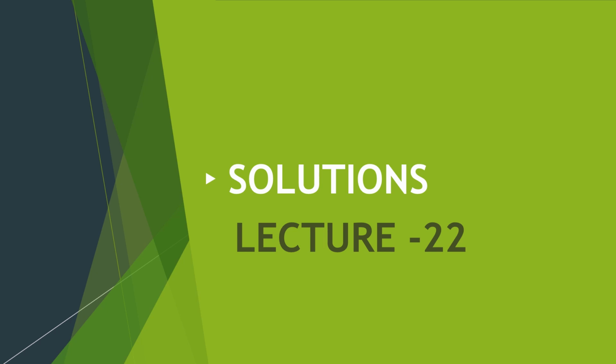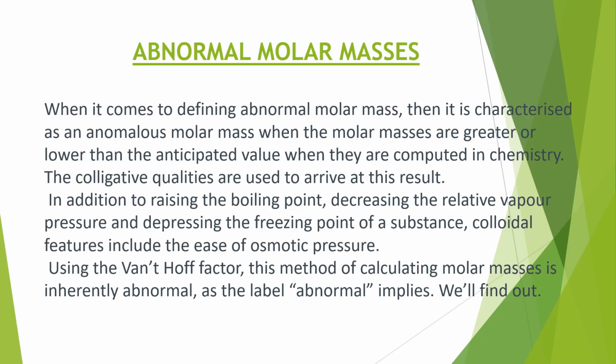So, in this video, we will be discussing abnormal molar masses. When it comes to defining abnormal molar masses, a molar mass is characterized as anomalous when it is greater or lower than the anticipated value when computed in chemistry. The colligative properties are used to arrive at this result. In addition to raising the boiling point, decreasing the relative vapor pressure, and depressing the freezing point of a substance, colligative properties include osmotic pressure. Using the Van 't Hoff factor, this method of calculating molar mass is inherently abnormal, as the label implies. We will find out.